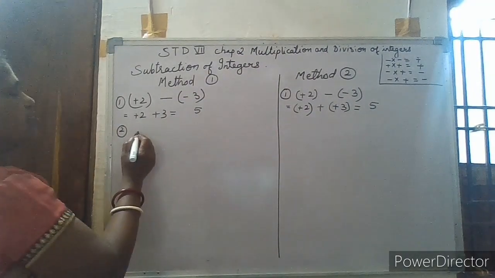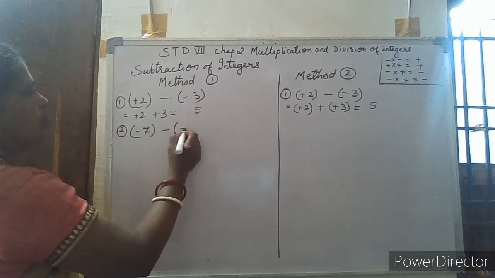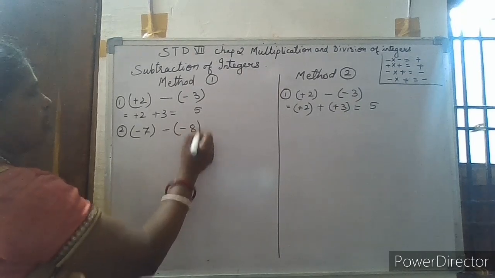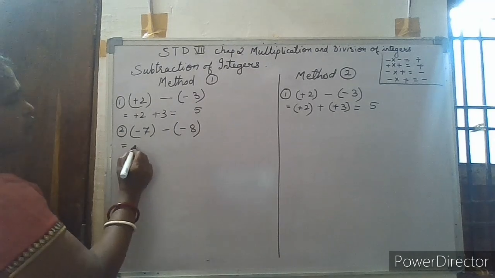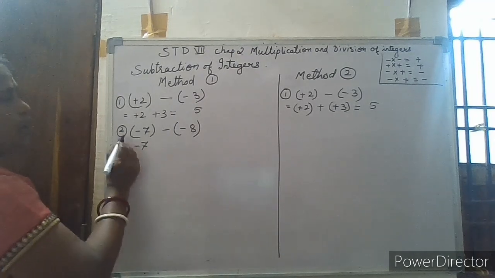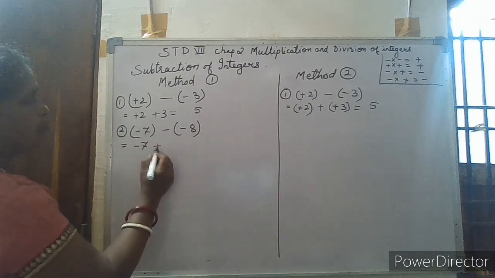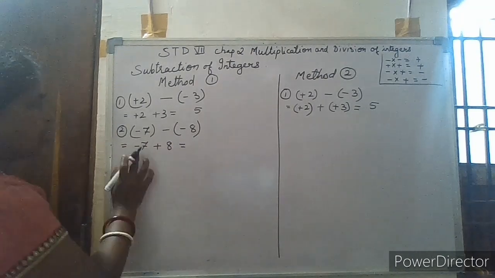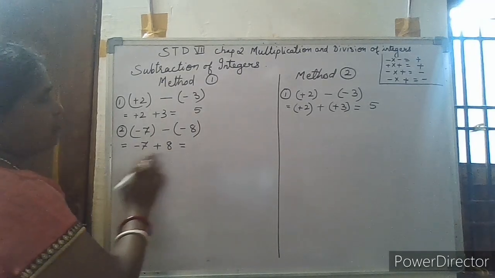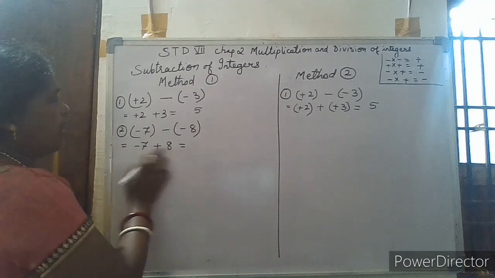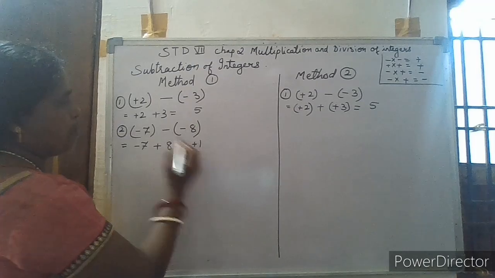Now example 2. Suppose minus 7 minus 8. Here we open the brackets. So this one will be minus itself. Plus into minus is minus. Here minus into minus, this is plus 8. Now both the numbers have different sign. So subtract the numbers and put the sign of the greater number. So 8 minus 7 is 1. Here greater number is 8. So its sign is plus 1.